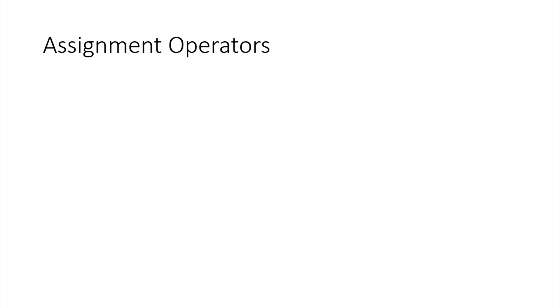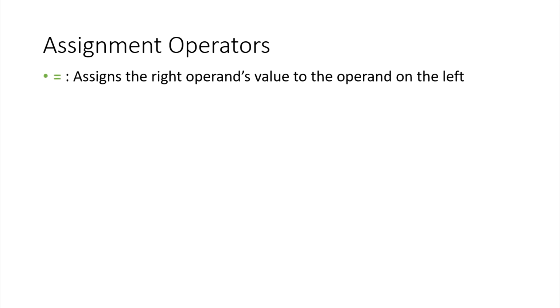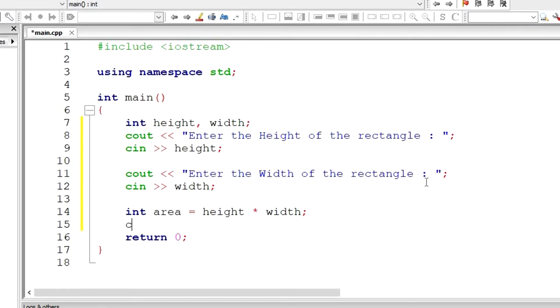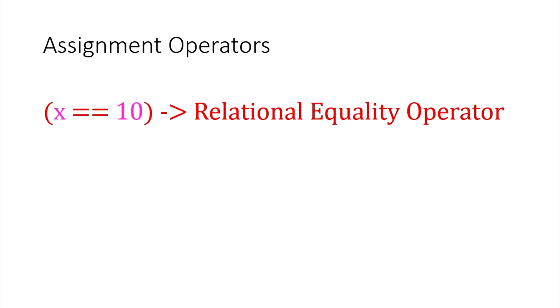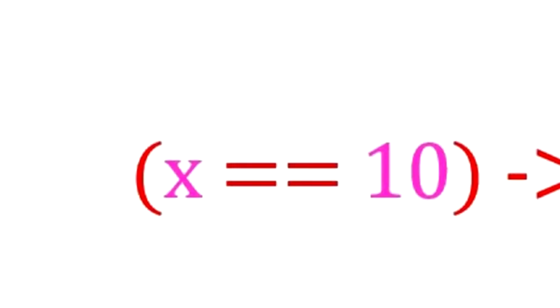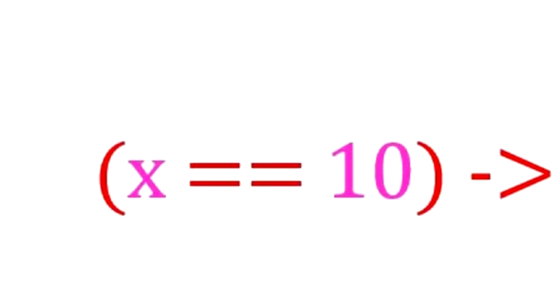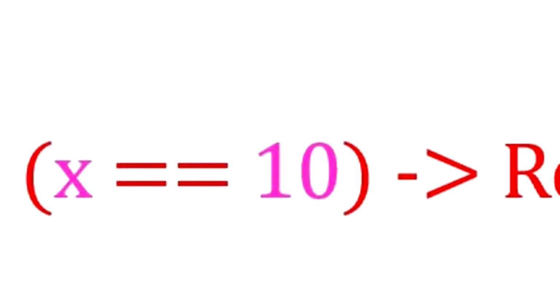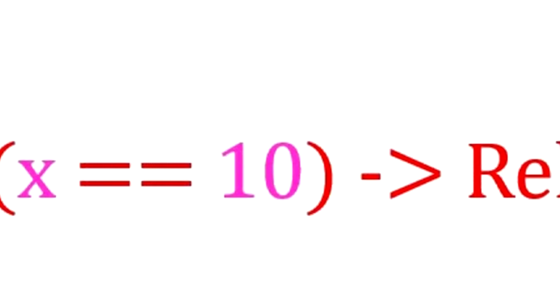The final kind of operators that we're going to discuss in this video are the so-called assignment operators. These are used to assign values to variables. The simplest of the assignment operators is just a single equal to sign. Recall that we've already used this operator in our earlier videos. Also, this is different compared to the relational equality operator. When we use the double equals to sign, this is the relational operator, where we are comparing the values of x and 10 and returning if they are equal.